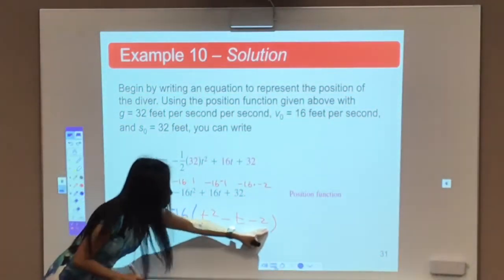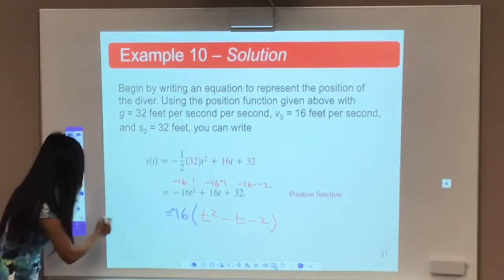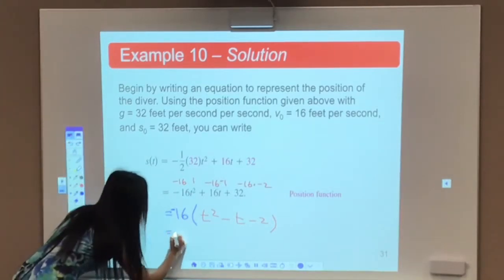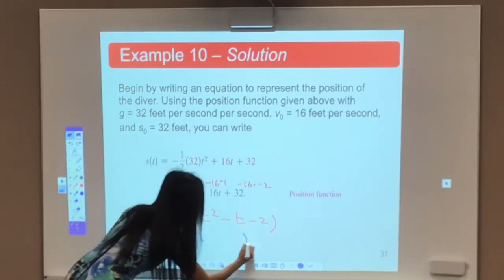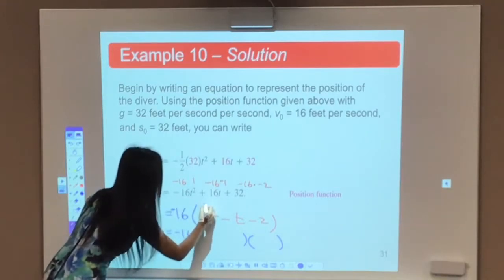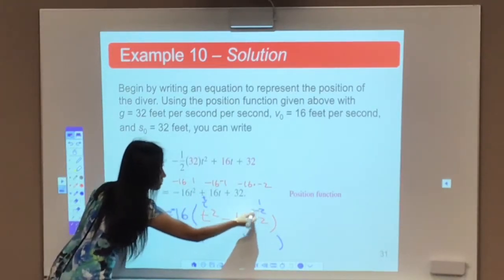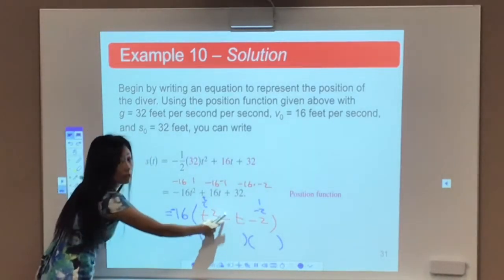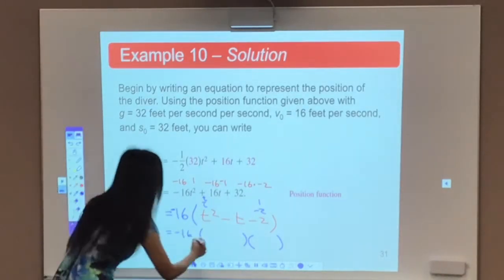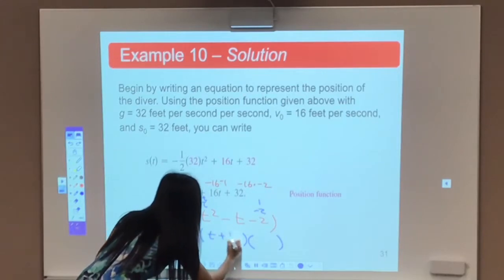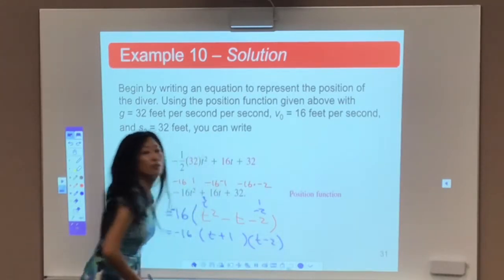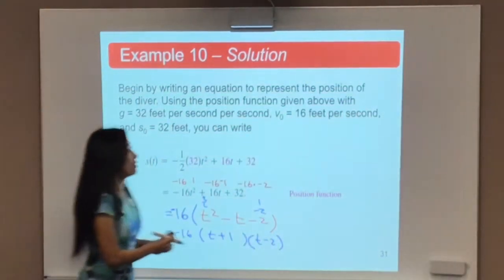Can I factor this one more time? What is that equal to? I see t and then what? 1 and 2, but I want the 2 to be negative numbers. Everybody with me? Because your middle number is what? Negative. So I will have t plus 1 and then what? t minus 2.